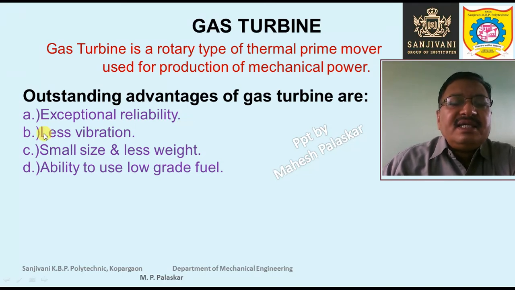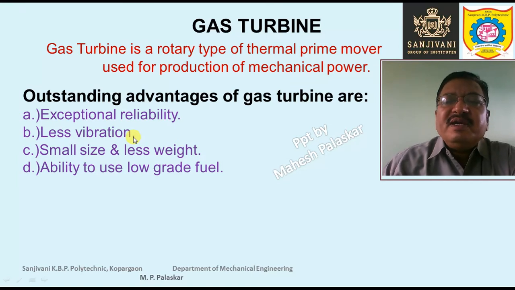The vibrations in case of gas turbines are less because the speed is high and we are not required to convert the reciprocating motion into rotary motion. The moving parts are less. So the vibrations are less. There is less wear and tear. The size of the gas turbine is small and the weight is also less.